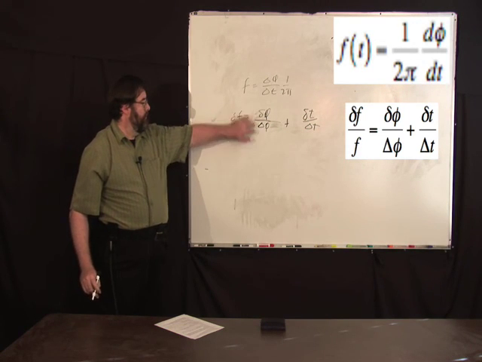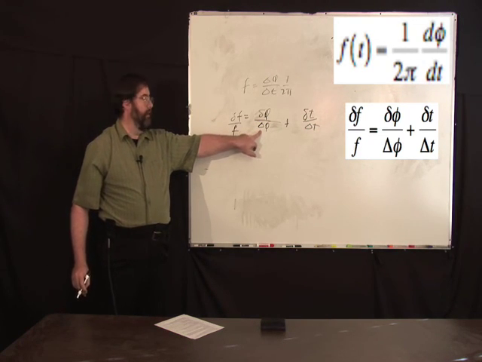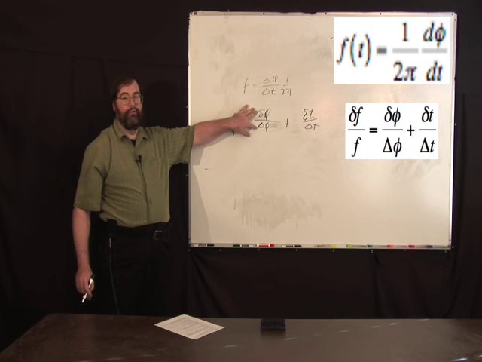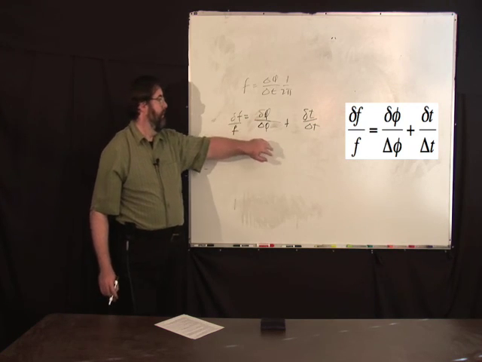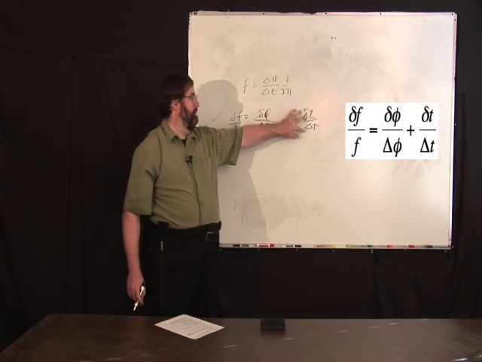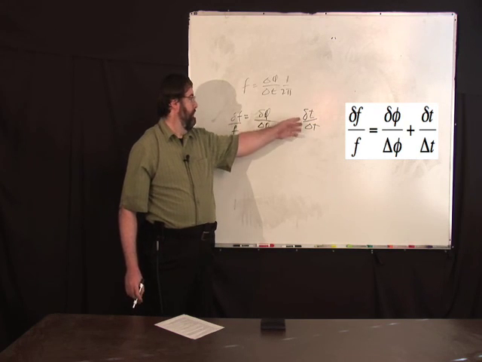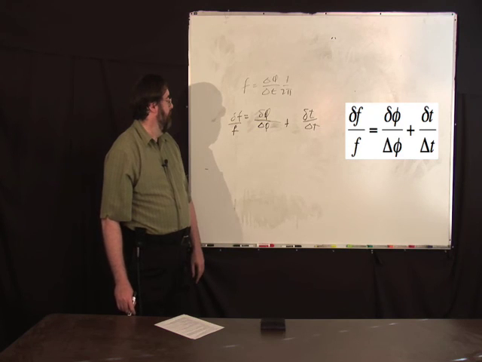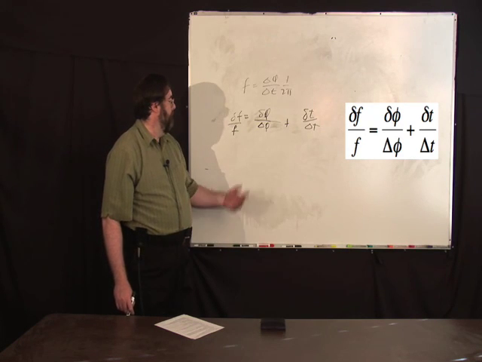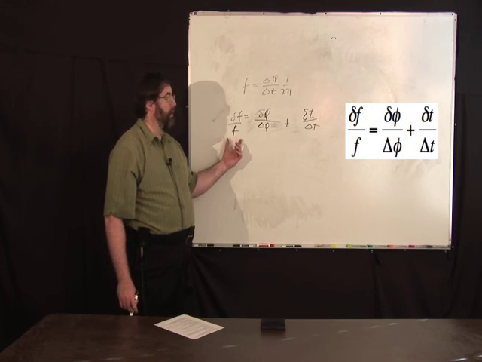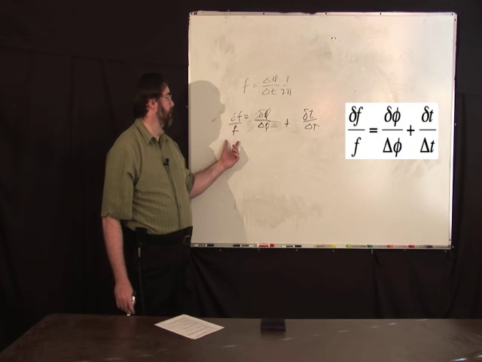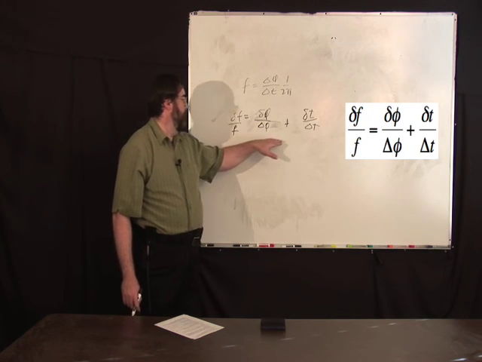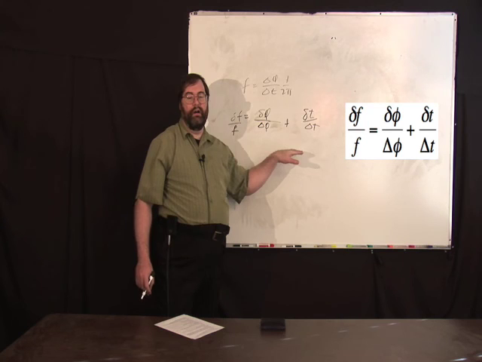So in this function, if this phi gets big enough, this term goes down. So in other words, you have to wait a long time. Again, if delta t is long enough, this gets real small. So you can make this arbitrarily small by just waiting a long time.